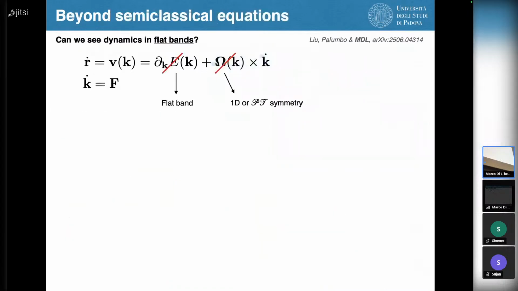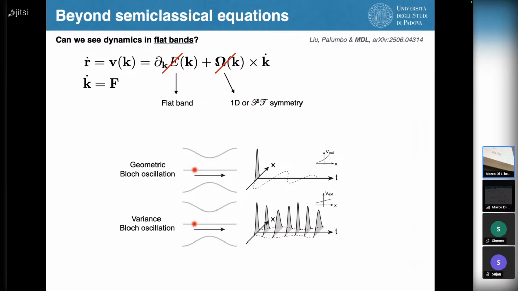The point is, what if you are in a flat band? In a flat band, the dispersion is 0. You can say, okay, I can still have a Berry curvature. But what if you are in 1D? In 1D, there is no Berry curvature. Or what if you are in 2D, but then you have PT symmetry, parity and time reversal together? The Berry curvature is 0. So r dot equals 0. No dynamics. Can we go further?